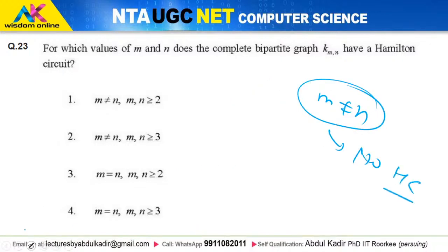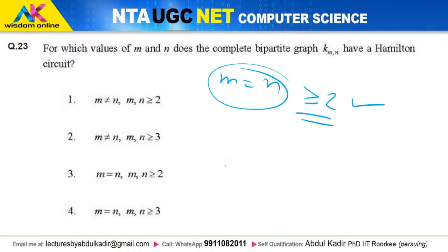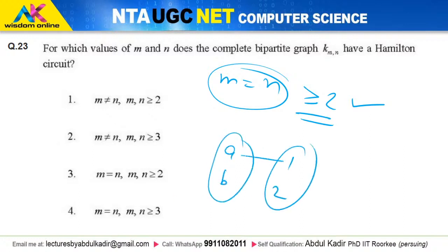So, when you have m equal to n, and both are greater than or equal to 2, then you will have a Hamiltonian circuit. For example, take this: a, b, 1, 2. Because this is a complete graph, you will have this type of situation. Now you can see in this graph that there is a Hamiltonian circuit.